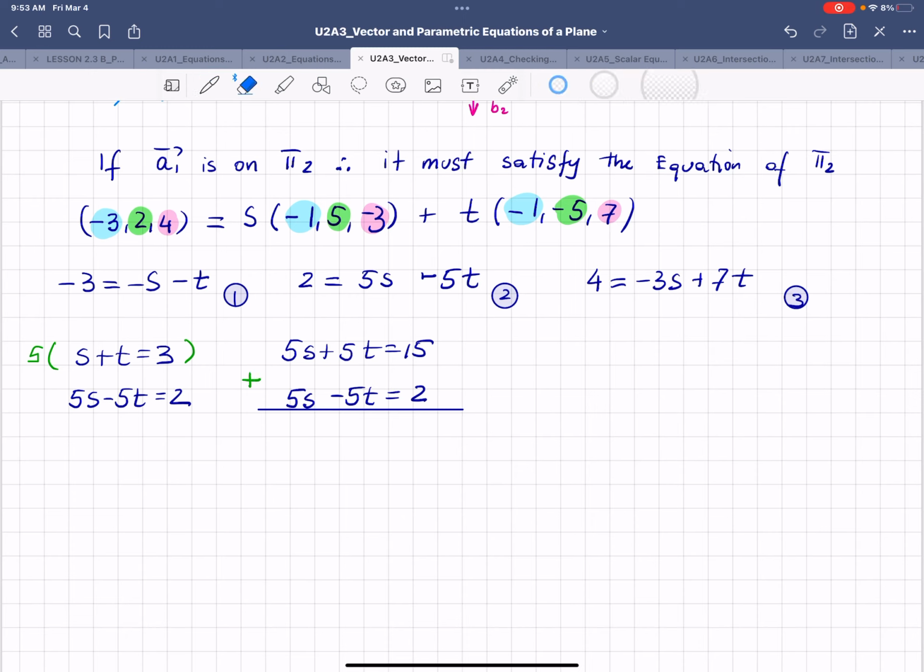This will give us 10S plus 0T equals 17. That will give the value of S as 17 over 10. With this S value, we are going to use equation 1 to solve for the value of T.